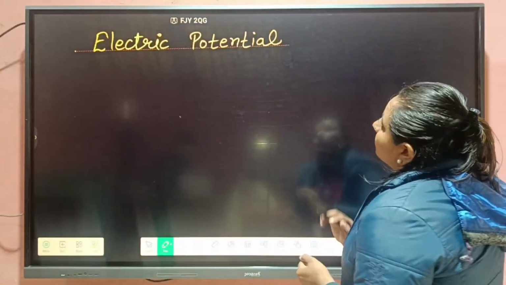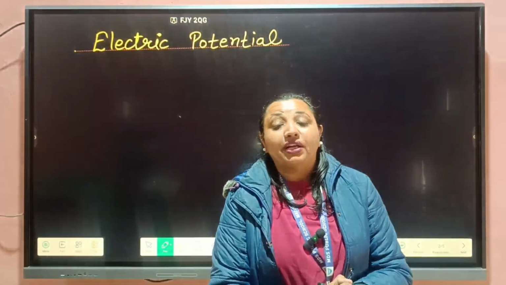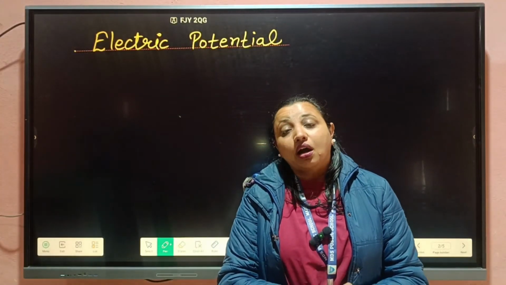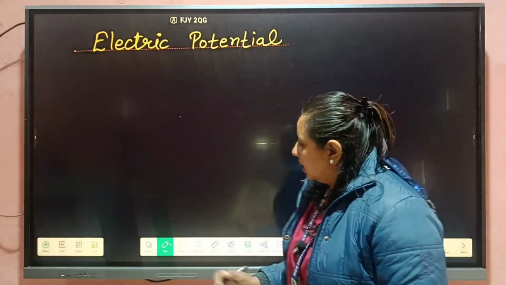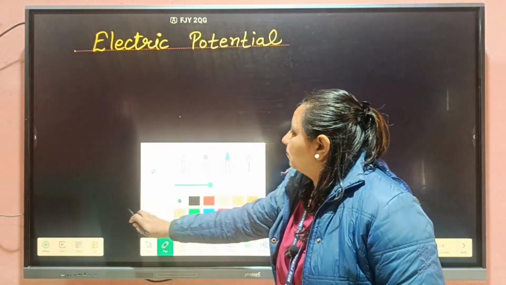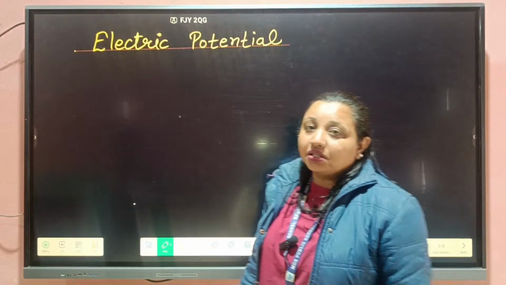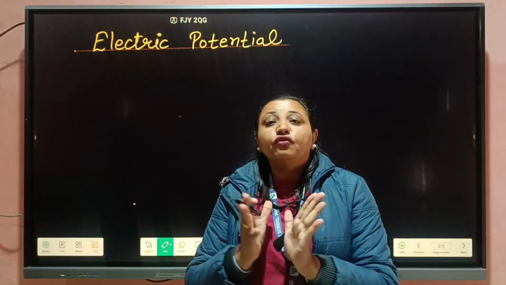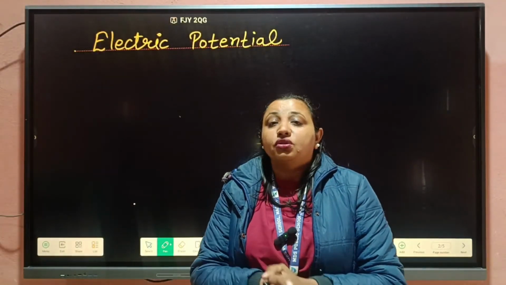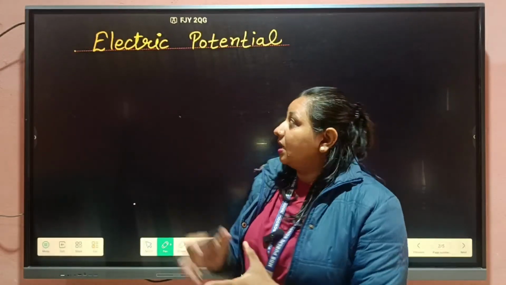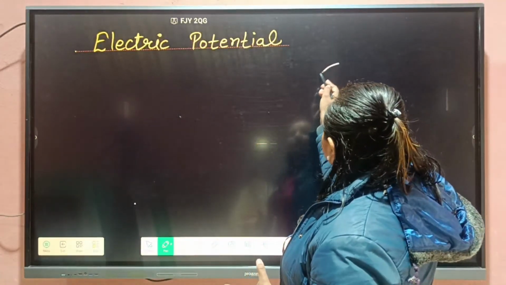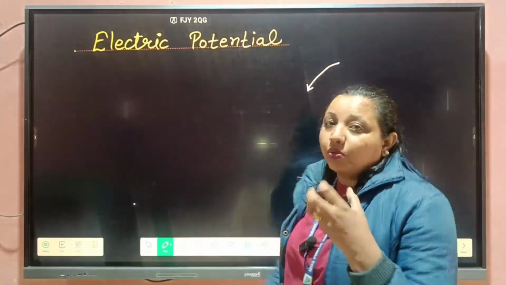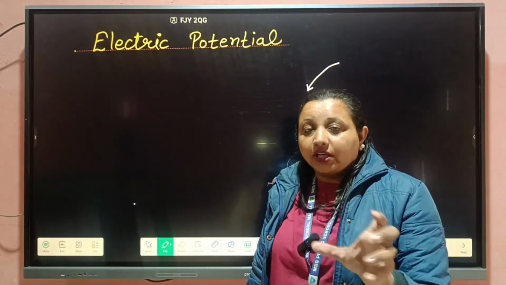Now, we already discussed what is electric potential, what is electric potential difference, how electric current flows through the conductors. Let us just take a very quick overview. So what is electric potential? It is defined as the amount of work done in bringing a unit positive charge from infinity to a point. That means we bring a unit positive charge from infinity to a point. So work is done there.